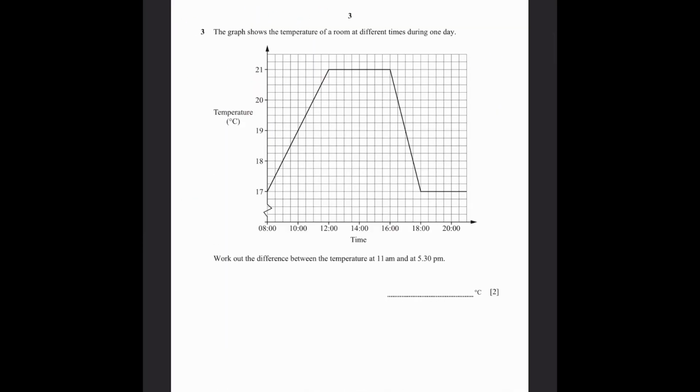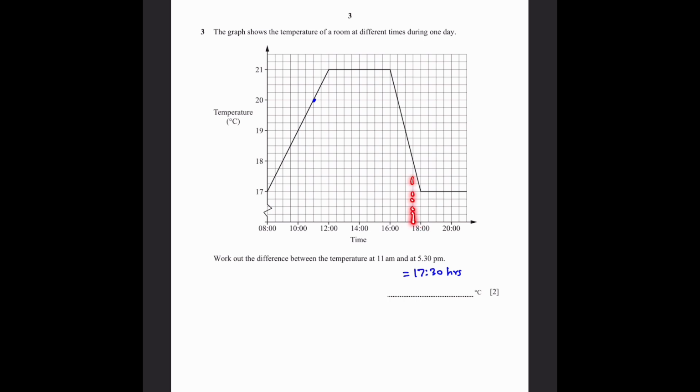Let's go to question 3. The graph shows the temperature of a room at different times during one day. Work out the difference in the temperature between 11 a.m., which is this time, and 5:30 p.m., which is over here. So at 11 a.m., as I've already marked, it'll be over here because it comes over here, 11 a.m., right between 10 and 12. And 5:30 p.m. is just the same as in 24-hour time. It'll be 17:30 hours. And that will be right in between 5 o'clock and 6 o'clock. So it'll be in between these two, which is over here.